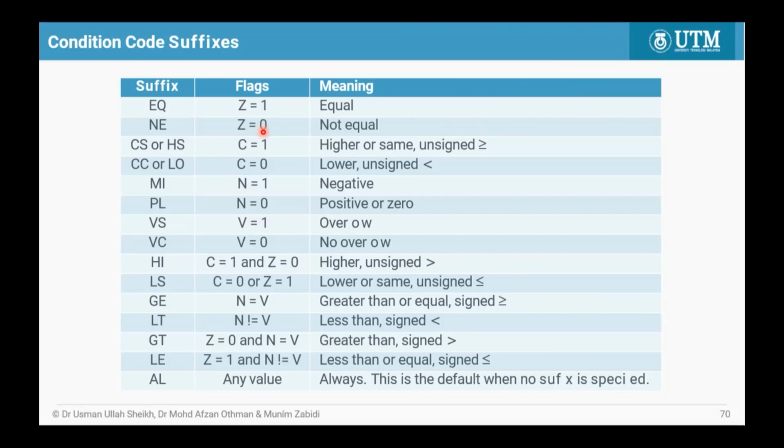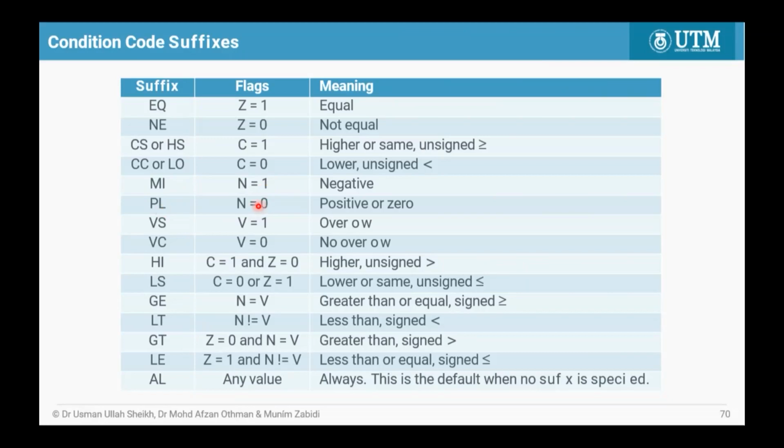If you're going to check higher or same for the unsigned number, you can use the CS or HS, and lower for unsigned by using the CC or LO. If you use the suffix MI, this is for the negative. If you're going to check a negative number, the flag that needs to be checked is N equal to 1, so you know that the value is a negative number. And PL is for positive or 0. Every time N equal to 0, you know that you have a positive number.